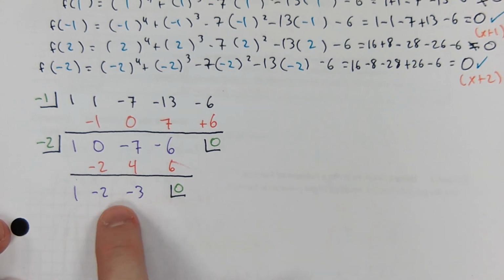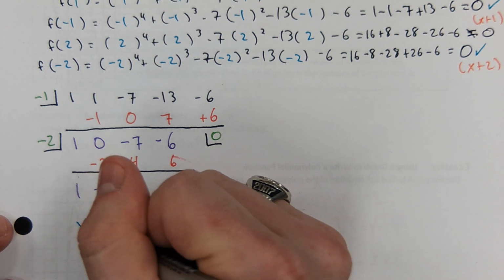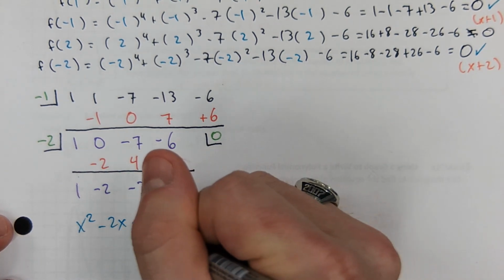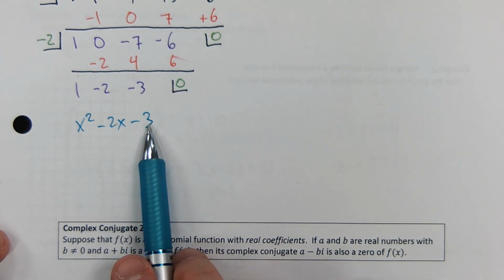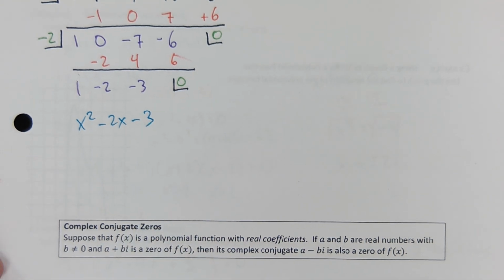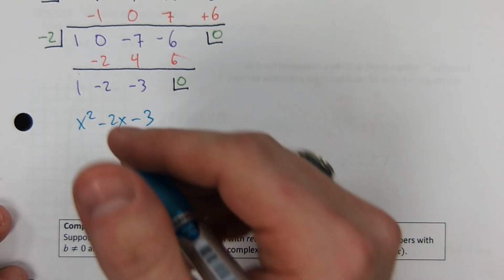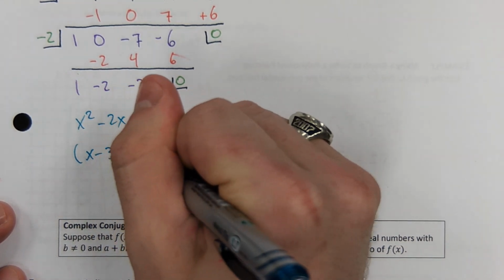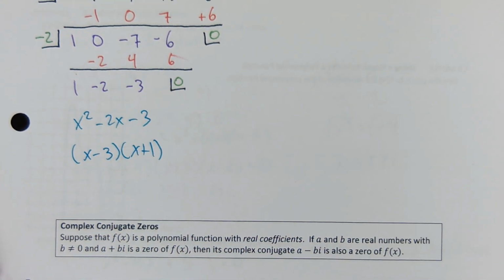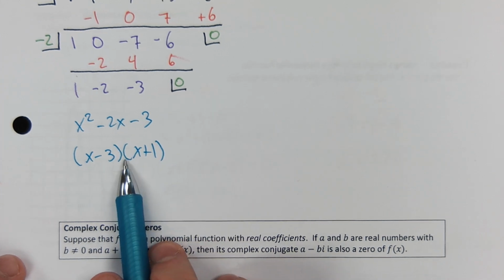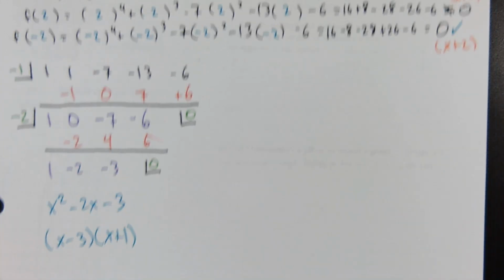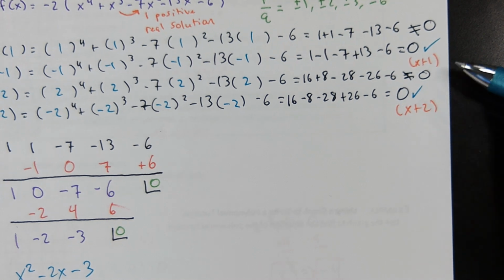So this is a quadratic. This is x squared minus 2x minus 3. Does this factor? Are there two numbers that multiply to negative 3 that add to negative 2? Negative 3 and positive 1. Guess what? We have completely factored our original polynomial. These two things are factors. And if you come back up to the remainder theorem, these two things are factors.